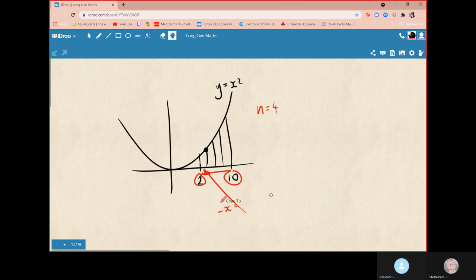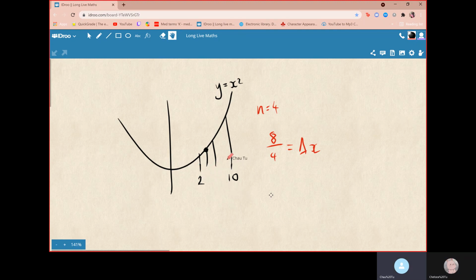8. No, 8 is from 2 to 10. That's 8. I want to know the width of one strip. 2. Yeah, because you would get this length and then cut it into 4 strips, right? So 8 divided by 4. So delta x is actually 2. Okay, Chelsea.